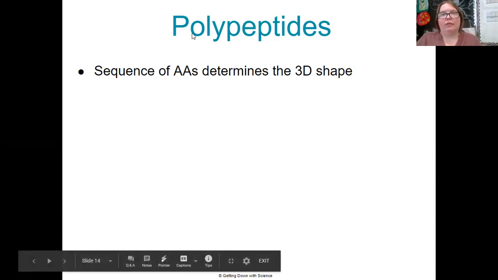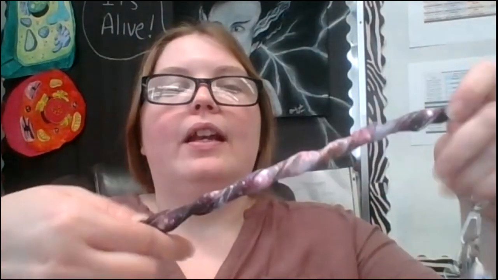Stop share. Okay, so you see my lanyard, right? It's perfectly straight. So this is like my primary structure. But what we're saying is you can twist it and keep twisting, and eventually, see, it knots in on itself. Proteins do the exact same thing, okay? So let's reshare so that we can keep going.